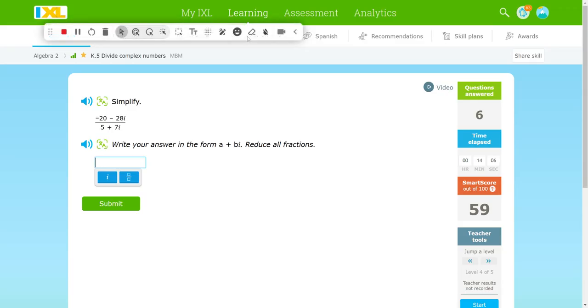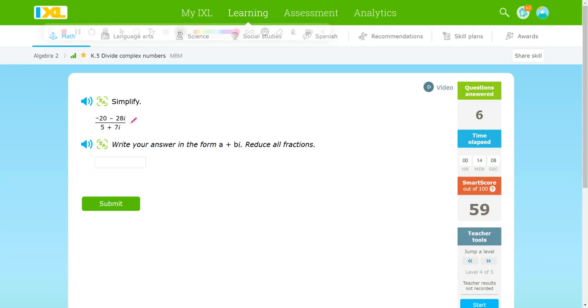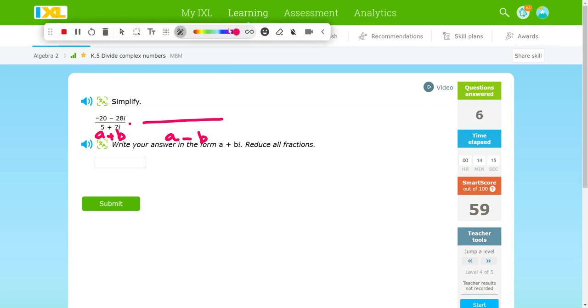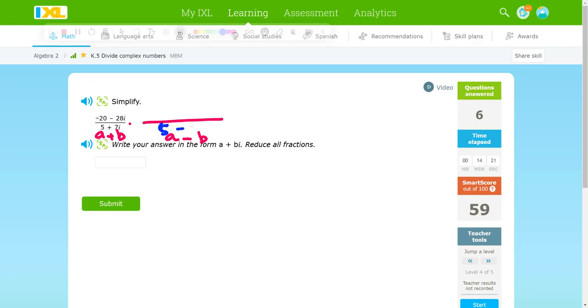Similarly, this is like a plus b, so I need to multiply with a subtract b. So here we go, a subtract b. This is number 5 subtract 7i. Make sure on the top I also multiply by 5 subtract 7i. The formula gives you a squared subtract b squared.